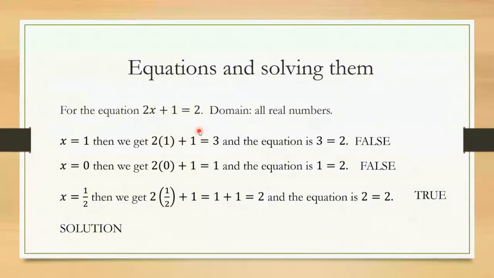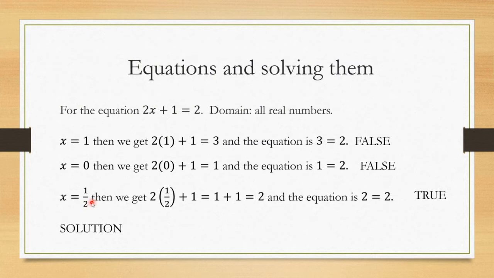When x is 0, you can see the equation is also false. On the left side here, we have 2 times 0 plus 1. That's just 1. On the right side here, we still have 2. So we get 1 equals 2. False. What about when x is a half, though?